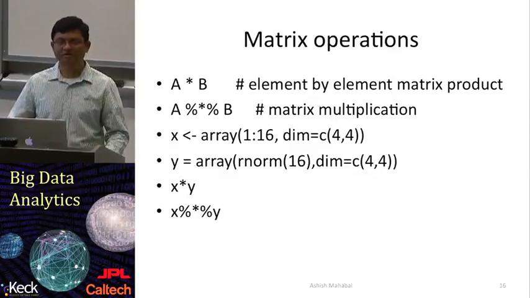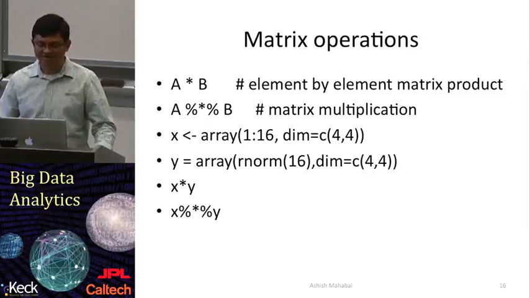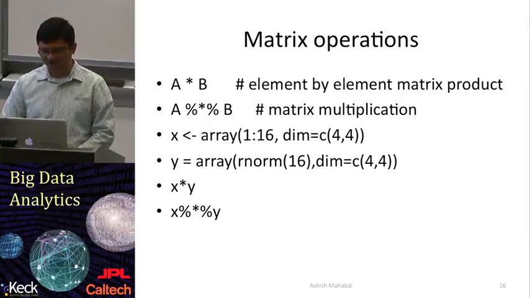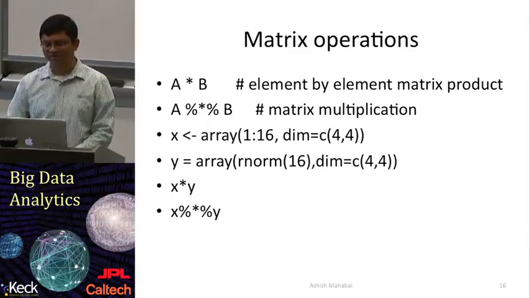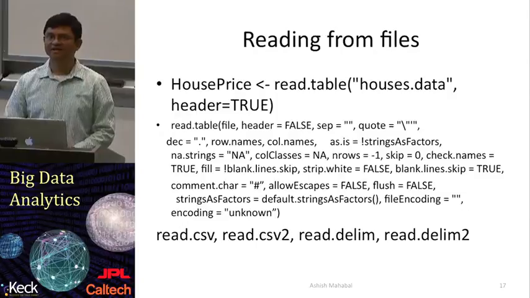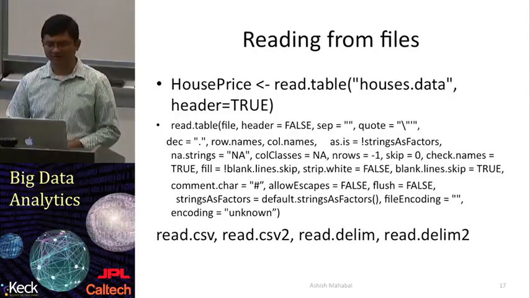Then there are matrix operations. You can simply do A star B element by element matrix product, or you can do matrix multiplication. Again, look at the slightly quirky ways this is used, %*% for matrix multiplication. And there are a large number of matrix operations that you can do. I mentioned earlier that reading a file through read.table that we did, you can look at help of that and you can see lots of various keywords that you can use with that. There are some built-in ones to specifically read.csv, read.csv2, and so on, so you should also look at that.